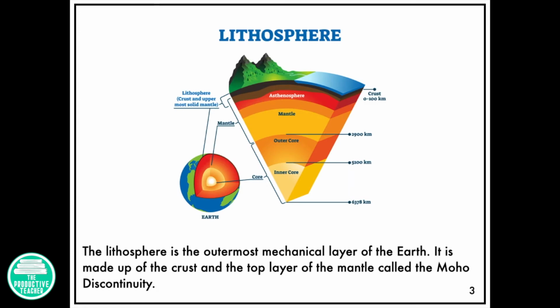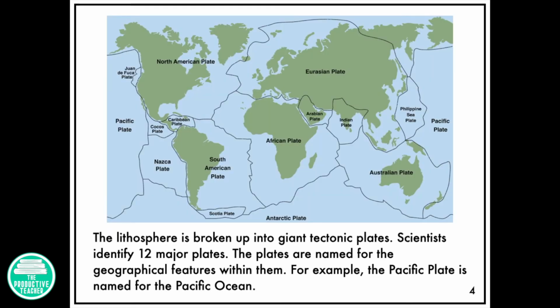The lithosphere is the outermost mechanical layer of the Earth. It is made up of the crust and the top layer of the mantle called the Moho discontinuity. The lithosphere is broken up into giant tectonic plates. Scientists identify 12 major plates. The plates are named for the geographical features within them. For example, the Pacific Plate is named for the Pacific Ocean.